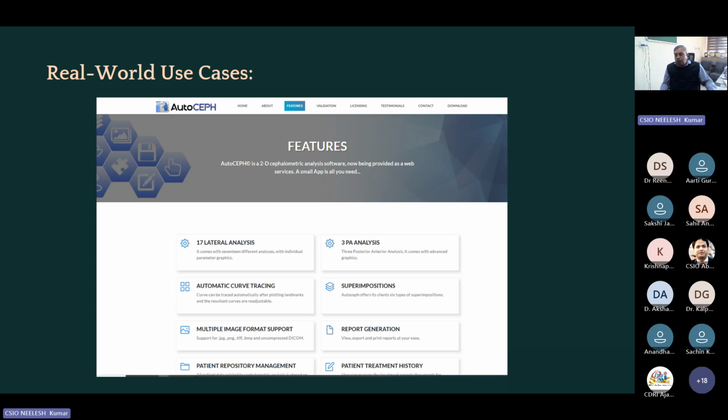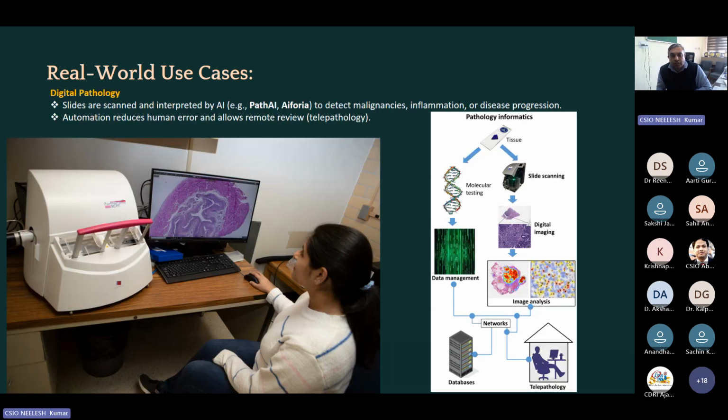When we talk of software-based analysis, feature addition and enhancement is very easy. The user requirement, meaning the clinician requirement, can really be added once the draft framework is ready. After years of development, this software now has 17 lateral analyses, 3 posterior anterior analyses, and automatic curve tracing. These are different features available in the software, and now it can be used as a software as a service.